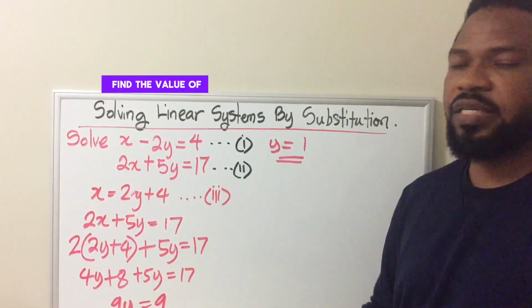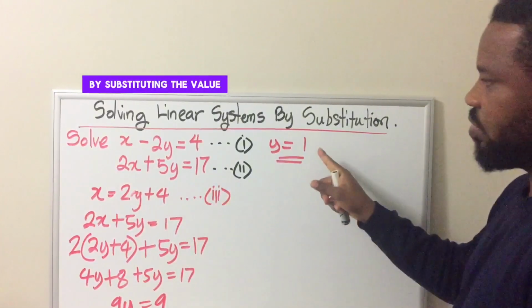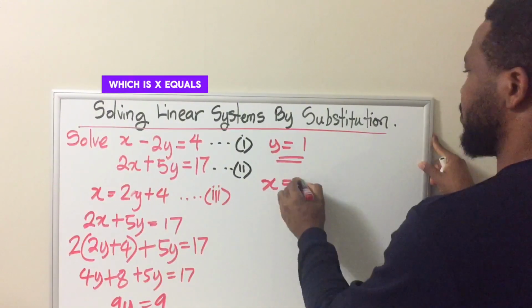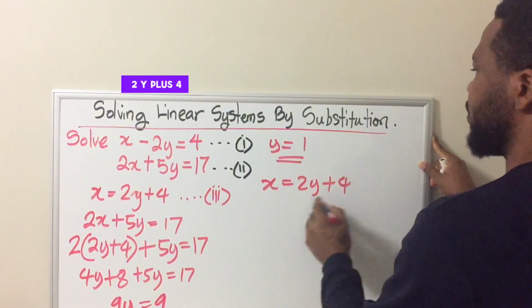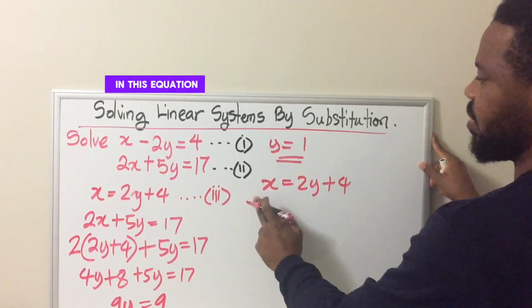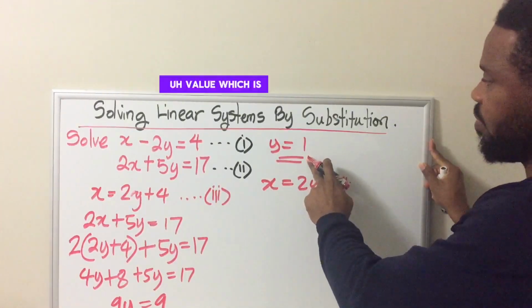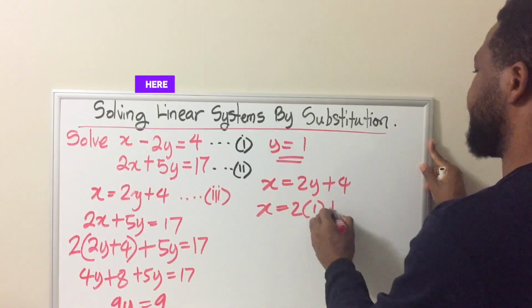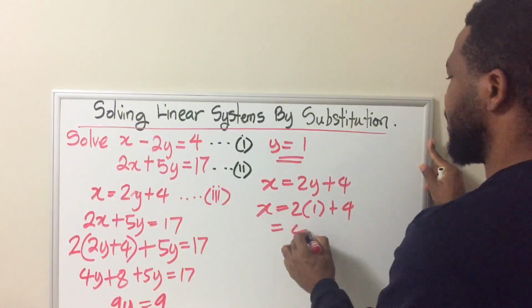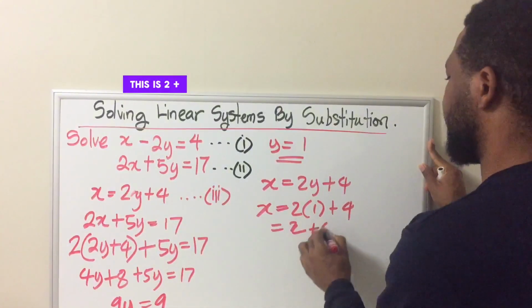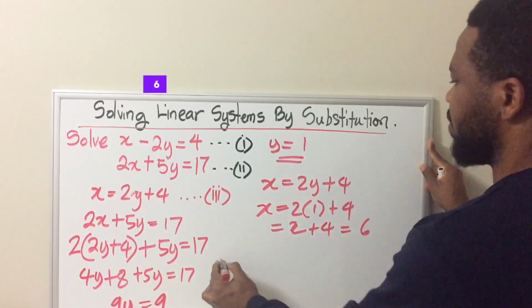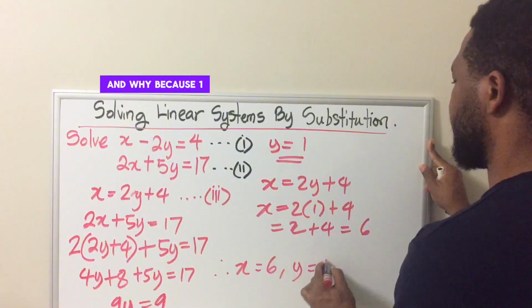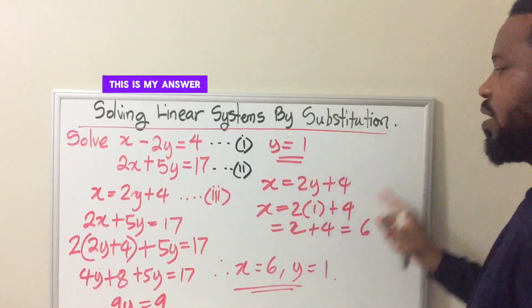We can simply find the value of x by substituting the value of y into the third equation, which is x equals 2y plus 4. So anywhere I see the y in this equation, I'll put in the value, which is 1. And this gives me x equals 2 times 1 plus 4. This is 2 plus 4, and this gives me 6. Therefore, the value of x is 6, and y equals 1. This is my answer.